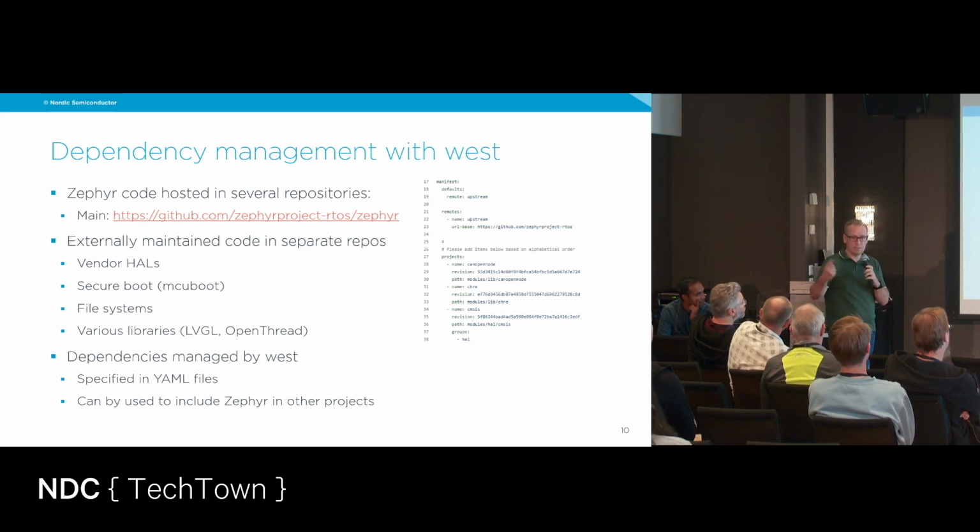You can make your own GitHub repository with the same structure, with the same YAML file, and you can use West to put in Zephyr and all the dependencies in your project. And then you can add your own things to that project. It's actually what we do in our SDK that we distribute. So that has the YAML file, and Zephyr is one of the dependencies. And then there's a few other ones.